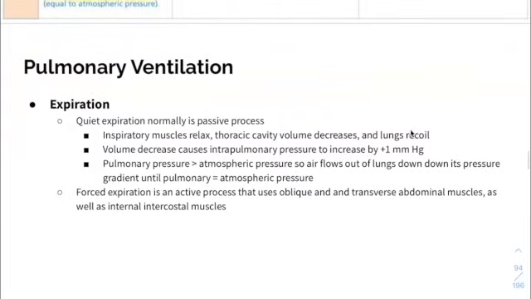Quiet expiration is completely passive, meaning not a lot of extra muscles work to create expiration. So, as I mentioned before, that diaphragm is going to go back up to that dome shape.